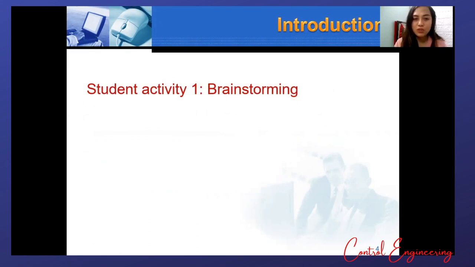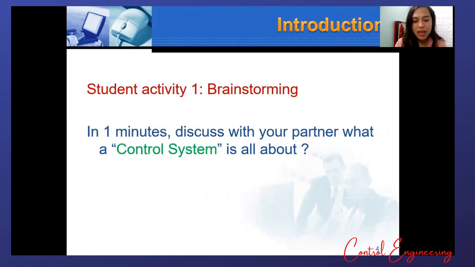We will first have a brainstorming, and this is my activity number one. In just 1 minute, you need to discuss with your partner what a control system is all about. This will be your attendance quiz for this week. You need to look for a partner, then discuss with your partner what a control system is all about.